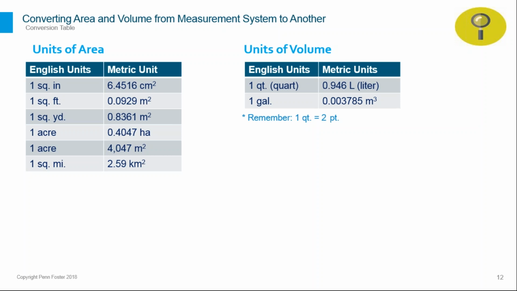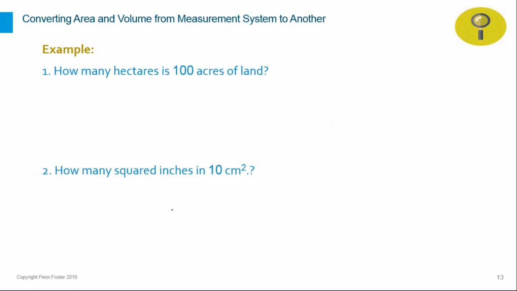For volume, for the English units, we are used to gallons and quarts. In metric units, you usually use liters and cubic meters. One thing that I wanted to mention, because I saw your lesson going into pints: 1 quart, which is an English unit, equals 2 pints, another English unit. Okay, let's look at then questions. How many hectares, and that is metric, are in 100 acres, which is English, of land?